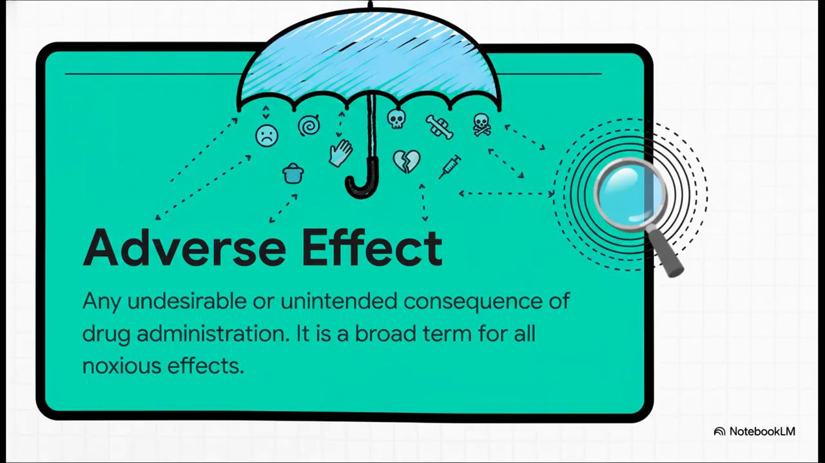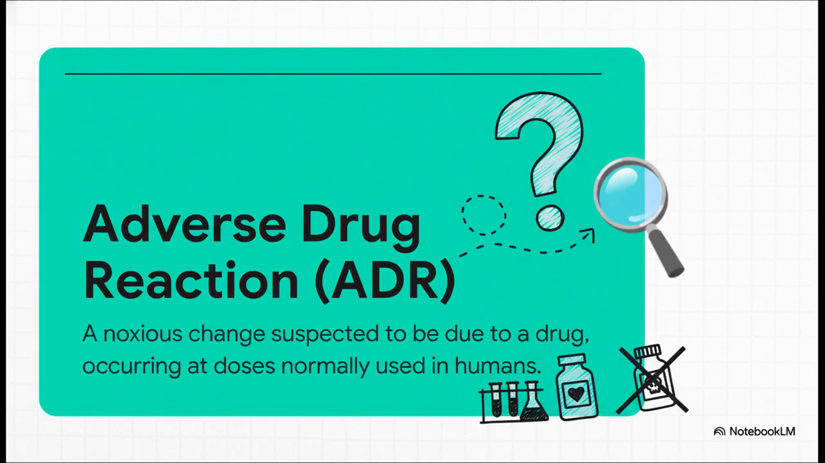So first up, let's get our terms straight. We have adverse effect. Just think of this as the giant umbrella term. It covers literally everything you don't want to happen, from a tiny headache after taking a pill to a massive, life-threatening reaction. If it's a bad outcome from the drug, it fits under this umbrella. Simple.